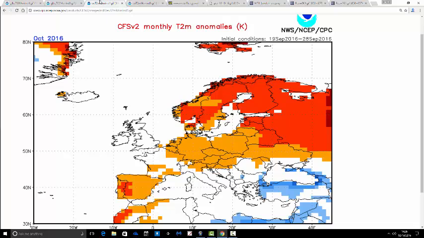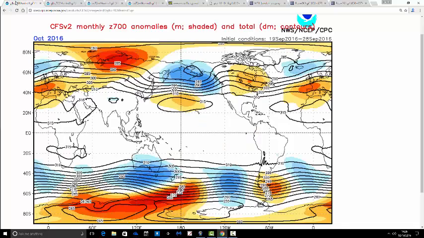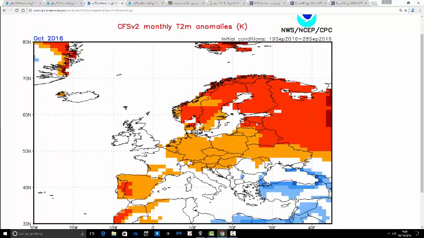This is what the model was predicting for October in terms of the temperatures for Europe 3 weeks ago. So this temperature anomaly goes with this pressure anomaly. You can see significantly warmer than average was the forecast for most parts of Europe this October.